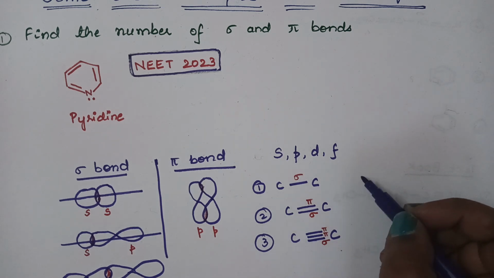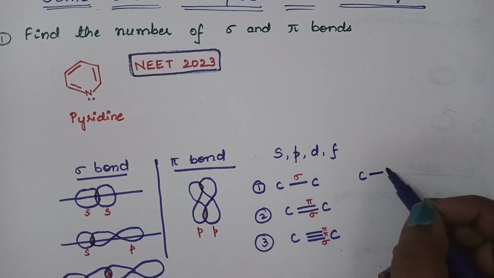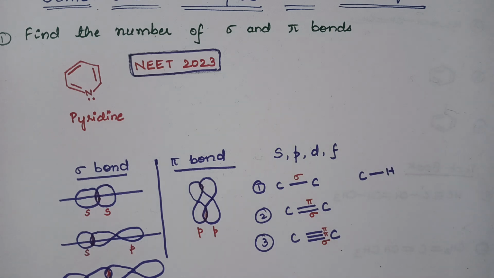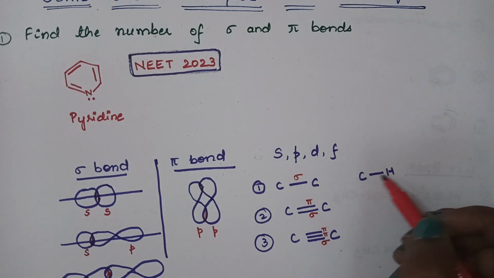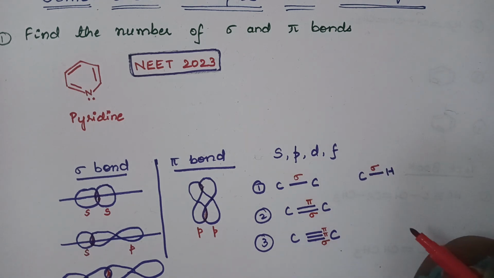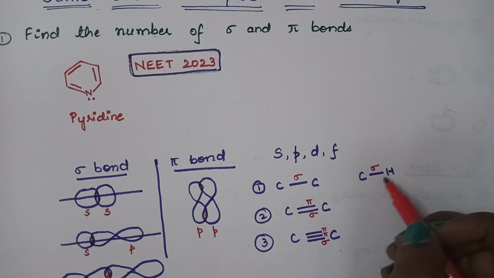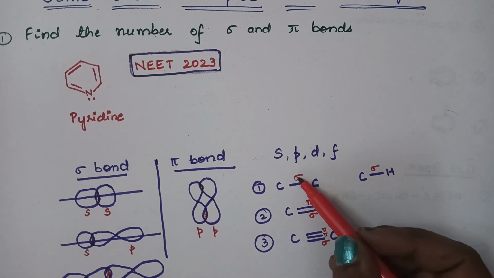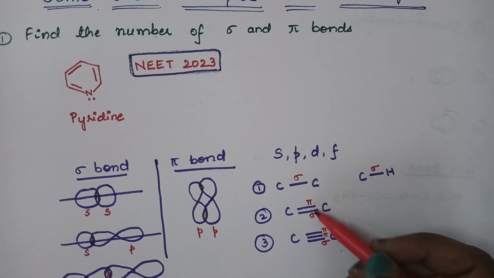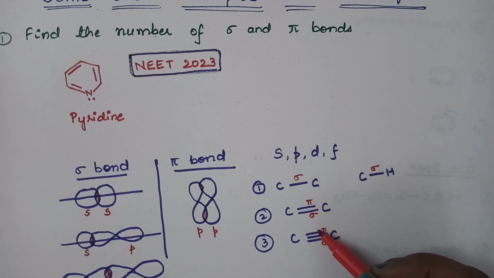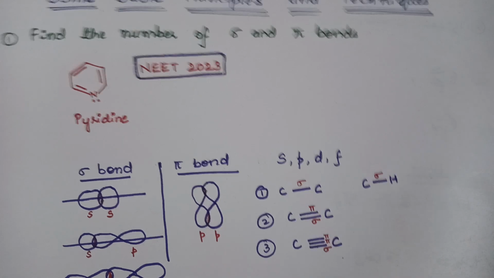And if a bond is present between carbon and hydrogen, even here if a single bond is present, it will be a sigma bond. Is that clear? If a single bond is present, it will be a sigma bond. If a double bond is present, one will be a sigma bond, the second one will be a pi bond. If a triple bond is present, one will be a sigma bond and the other two will be pi bonds. So now, using this method, let us solve some questions.